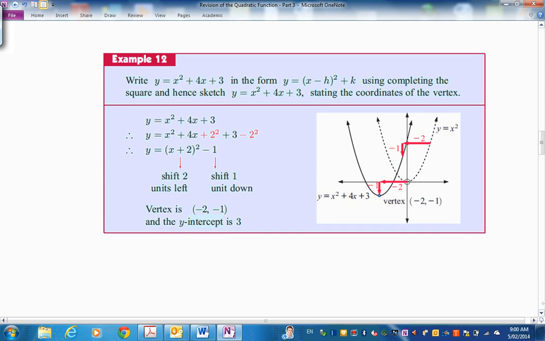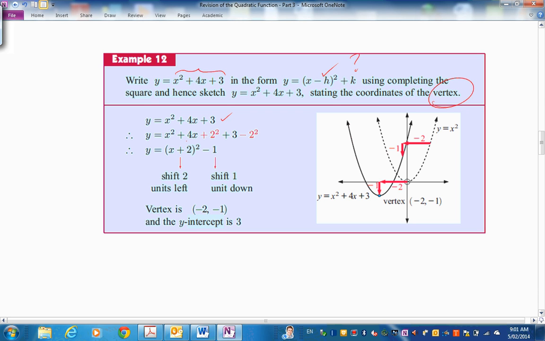These screen clippings are from Hayes and Harris, Year 11 textbook called Functions and their Graphs, I think. Anyway, it's the function textbook. Okay, so here we are. Here's our function, and we want to write it in this form. Why? Well, because we can get the vertex easily. Okay, so here's the form.